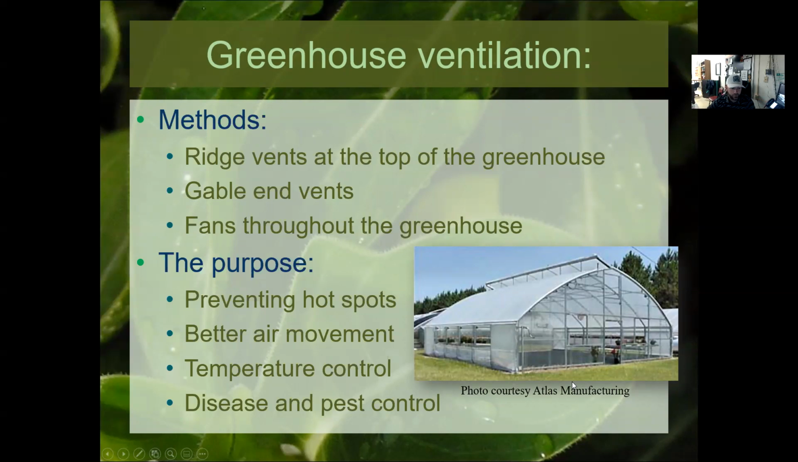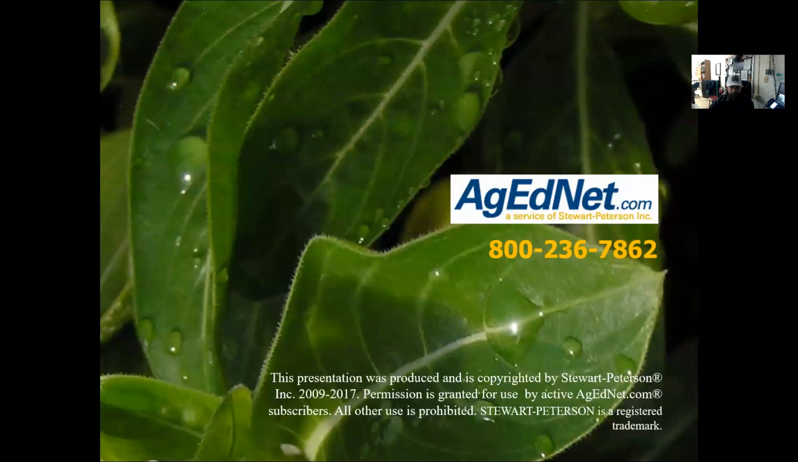So, temperature control, and then disease and pest control. Sometimes you want to make sure that the temperature outside is the same as inside, because pests typically like to live in warm environments. Some of the stuff we've dealt with in our greenhouse has been whiteflies and aphids. Anytime you have that stuff, please make sure that you have somebody who is pesticide certified in Pennsylvania to take care of that.